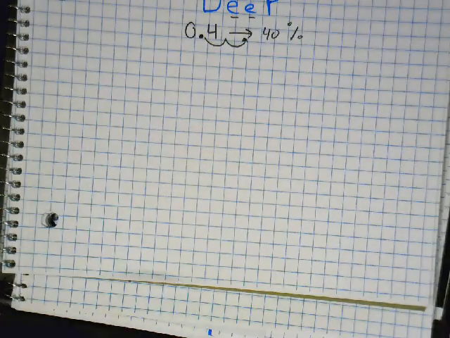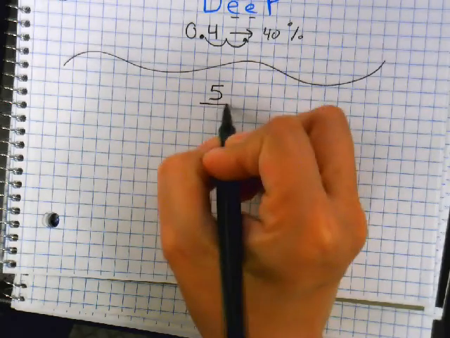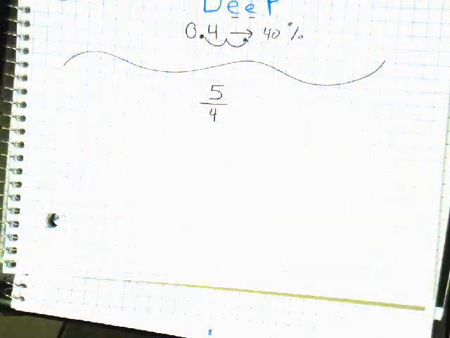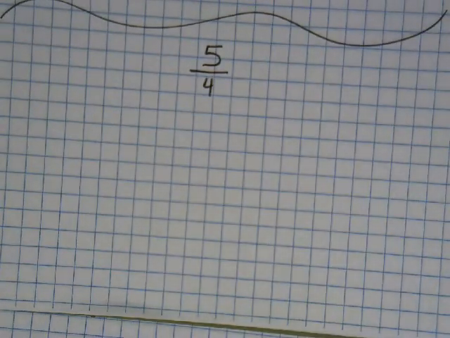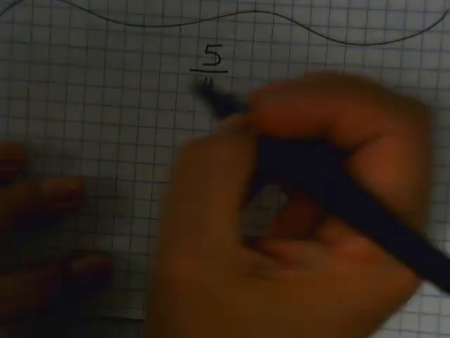Ooh, 5 out of 4. So what would be the decimal of 5 over 4?